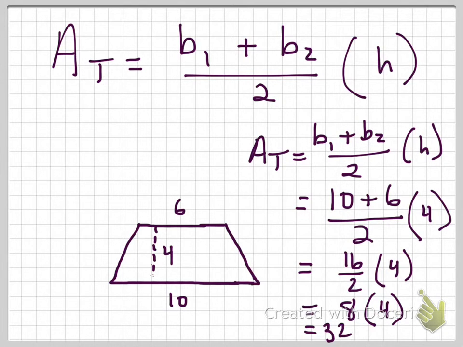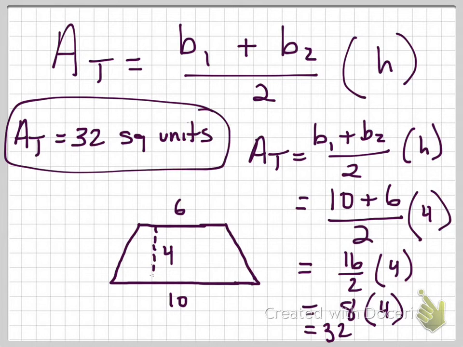I kind of ran out of room down here on the bottom, so I'm just going to hop over to this side. For my final answer, I'm going to say the area of this trapezoid is 32 square units. There's my final answer. Let's look at another one.